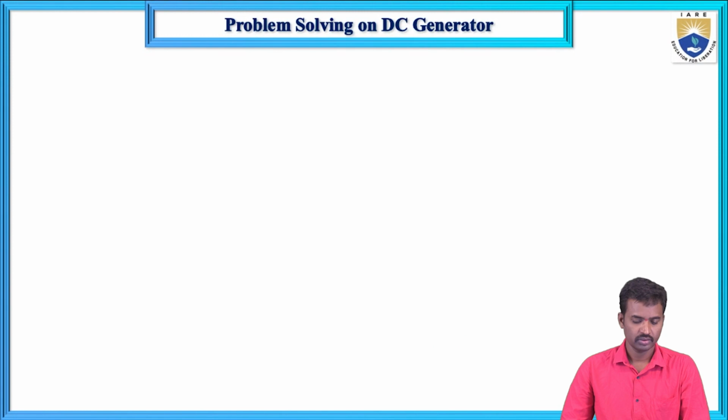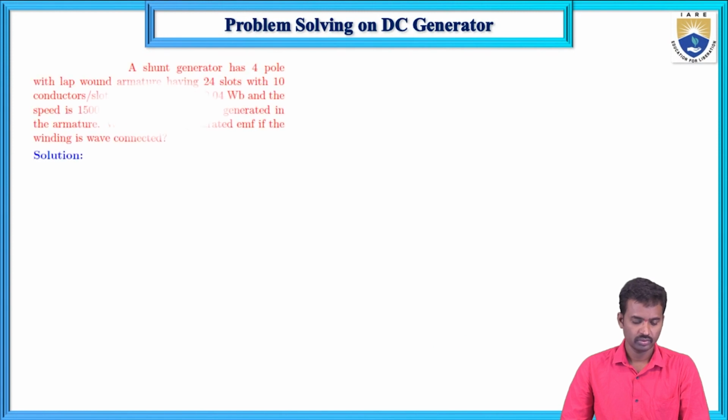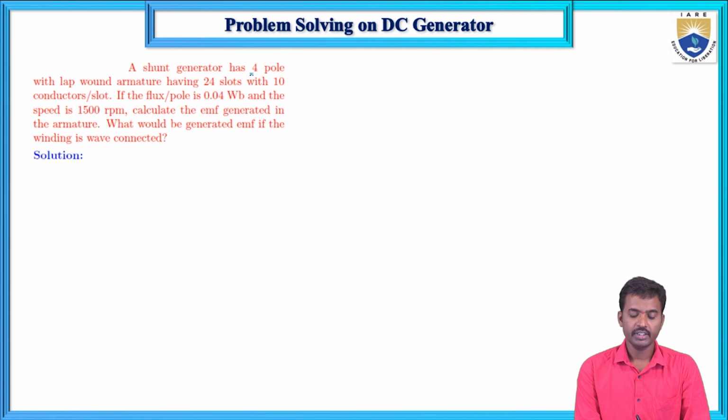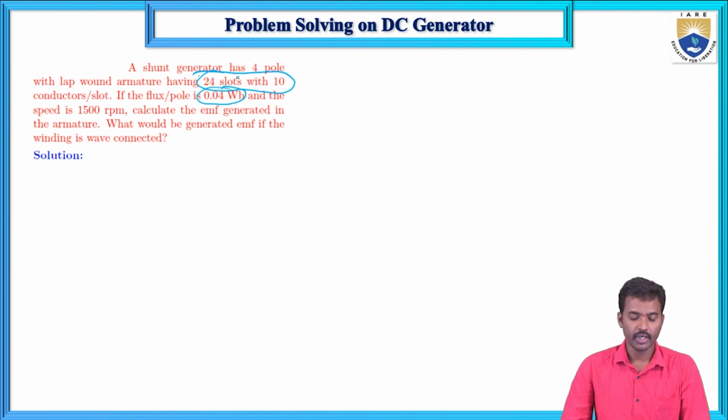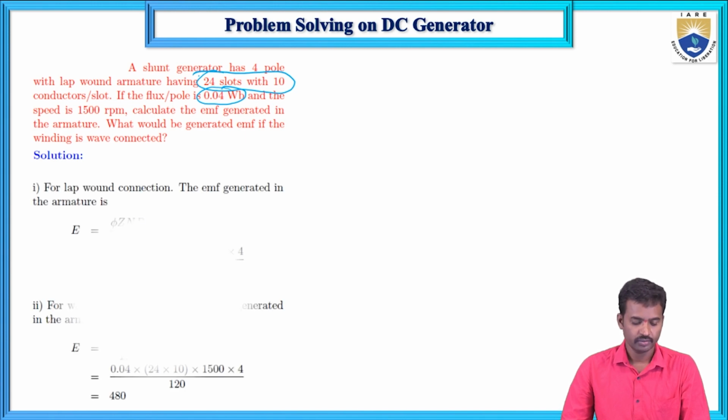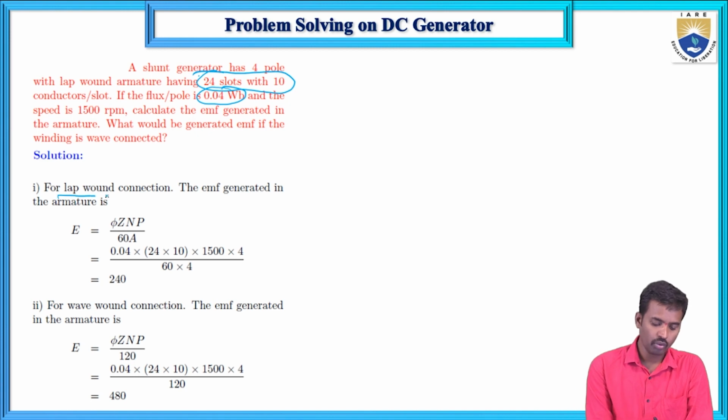And next, a shunt generator has a 4-pole lap wound armature having 24 slots and 10 conductors per slot. Flux per pole is 0.04 webers and the speed is 1500 RPM. Calculate the EMF generated in the armature. What would be the generated EMF if the winding is wave connected? It is a lap wound connection.